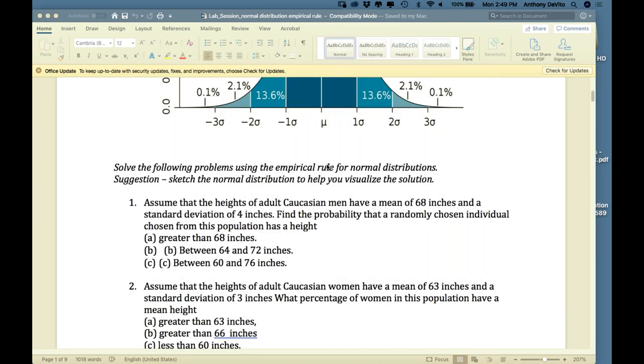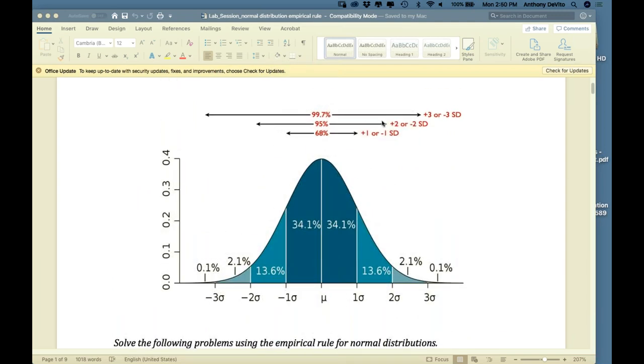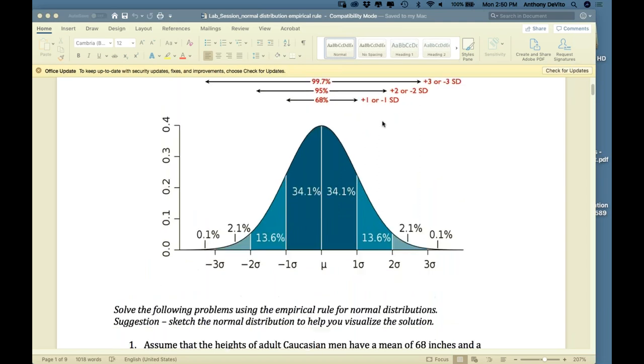How about between 60 and 76 inches? The mean is 68. How many standard deviations below the mean is 60? 2. How many standard deviations above 68 is 76 inches? 2. So 2 standard deviations below the mean, 2 standard deviations above the mean. What percentage of the population is in that range? Right, 95% of the population is in that range.